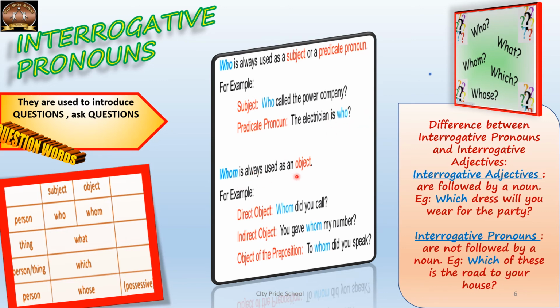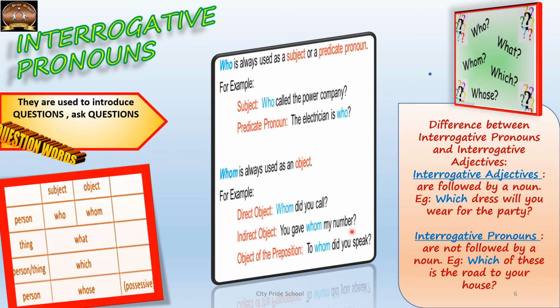Whom is always used as an object, never as a subject. Object means it is always going to receive the action. As a direct object, in this example: Whom did you call? So you is the subject here and whom is the direct object. Indirect object: You gave whom my number?